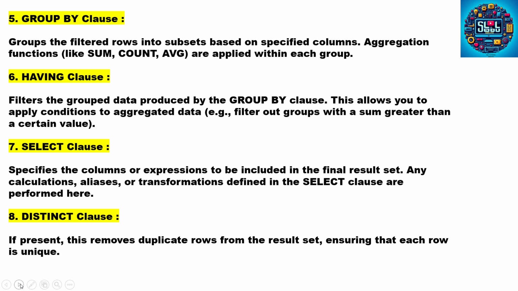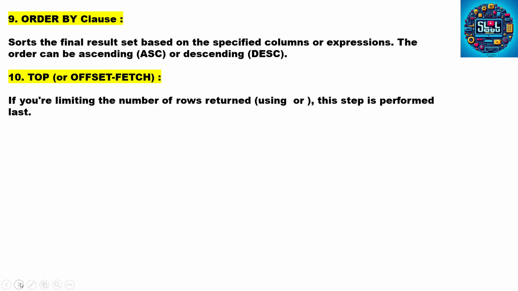After DISTINCT happens, the ORDER BY clause comes into action. Basically, the ORDER BY clause will sort the final result set based on the specified column or expression. The order can be either ascending or descending, as we know. The ORDER BY will work almost at the end, and if you have provided TOP or LIMIT, then it will work after the ORDER BY clause, and this will be the last step of the query execution. So if you are limiting the number of rows returned using TOP or LIMIT, this step is performed last.